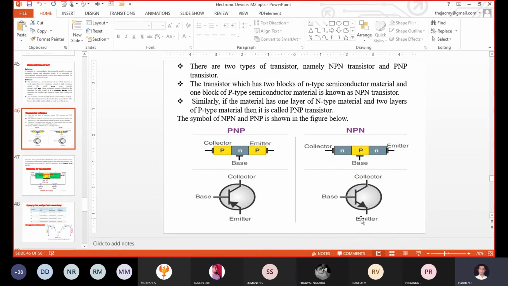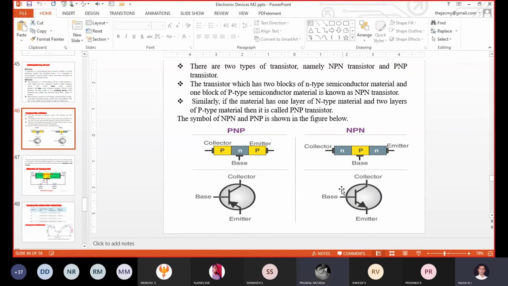Base to emitter, you can also call it the base to emitter junction, or simply you can call it JE. JE stands for emitter junction. Correct. At the same time, the base to collector junction you can call JC. JC stands for collector junction.